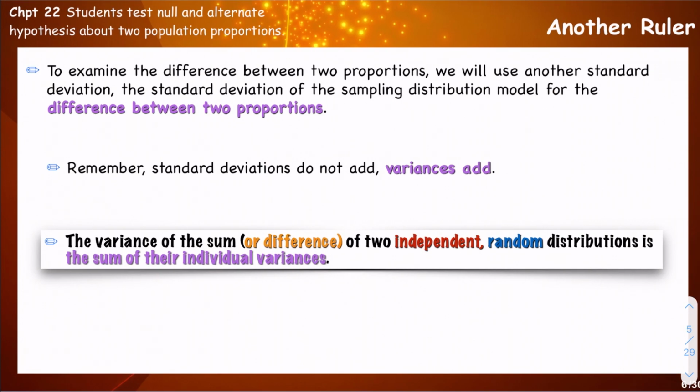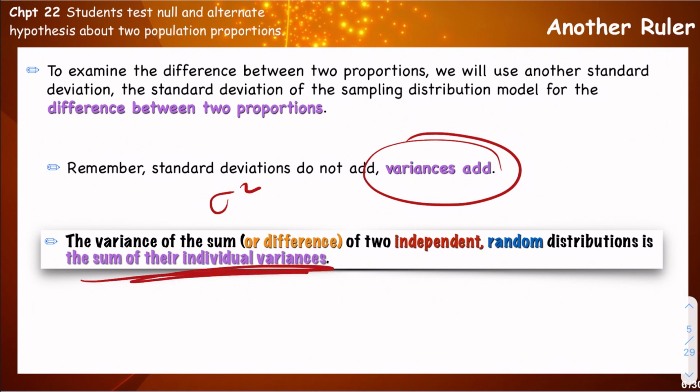So to examine the differences between two proportions, we will use another standard deviation, the standard deviation of the sampling distribution model for the difference between two proportions. Remember, standard deviations do not add, we add the variances, which is standard deviation squared. The variances of the sum or difference of two independent random distributions is the sum of their individual variances. Remember, this is like the Pythagorean theorem of statistics.